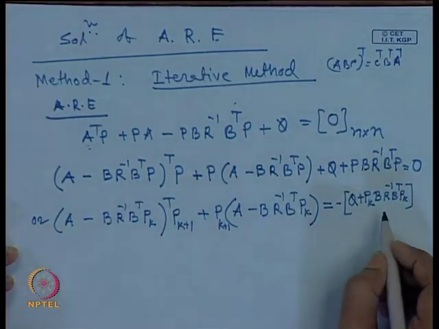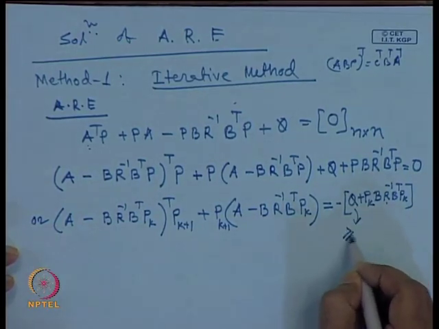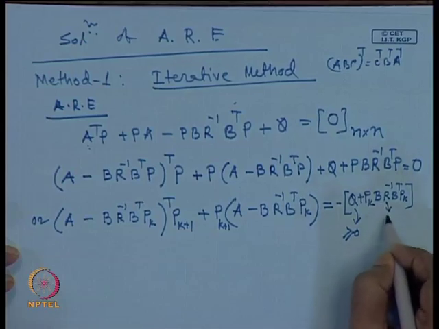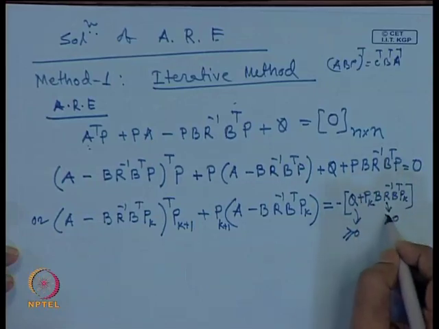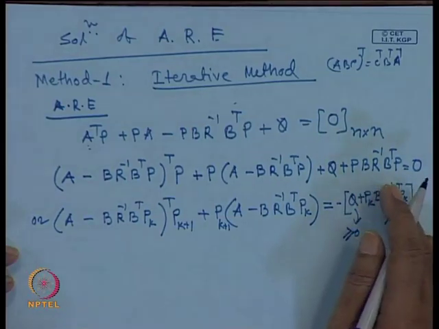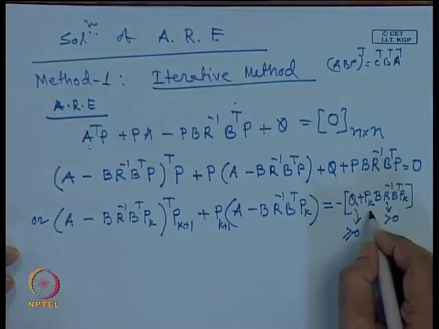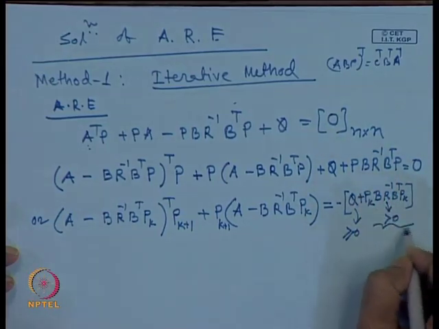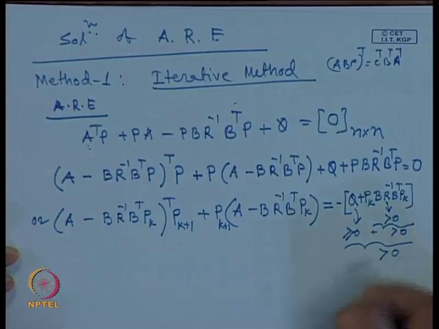So, now you see this matrix Q is positive semi definite, R is a positive definite matrix. So, this product will be, because it is multiplied by some matrix, then the positive definite matrix and the transpose of that matrix, post multiplied by the transpose of the pre multiplied matrix. Okay? So, the whole matrix becomes a positive definite matrix.